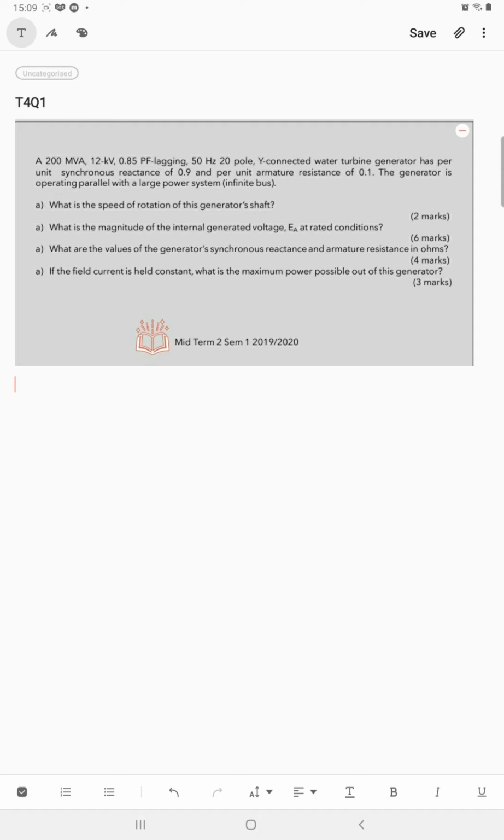This actually came out in the midterm last year, 2019. This question is about a water turbine generator. It is rated as 200 MVA, 12 kilovolt, 0.85 power factor lagging, 50 Hertz. It has 20 poles. It is Y connected to the mains and has a per unit synchronous reactance of 0.9 and per unit armature resistance of 0.1.